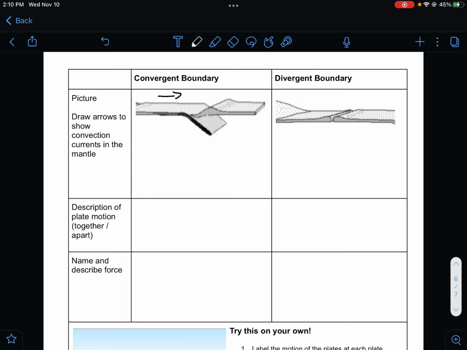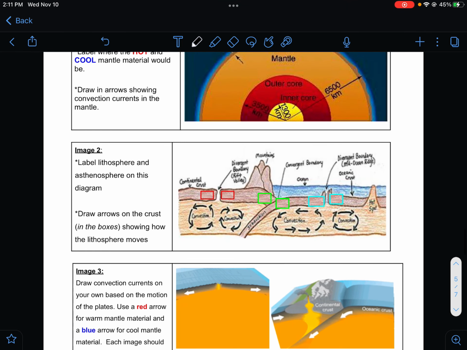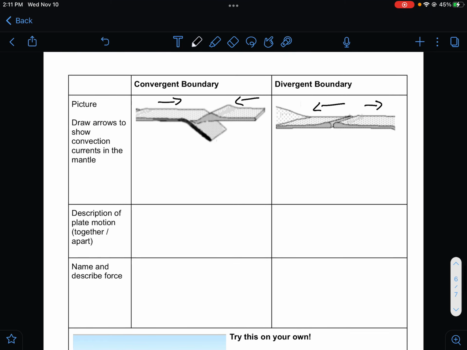We know that if it is converging, that means it's coming together. So I would draw those arrows above just so you know where exactly those plates are going. And then on the other side, divergent boundaries, that means it is diverging, or dividing, and going in different directions. So those are the motions of the plates, which is really important because that's going to help us draw our convection currents. Just like you did up here, you can see in image 3 the direction of the plates, and that'll help us draw our convection currents.